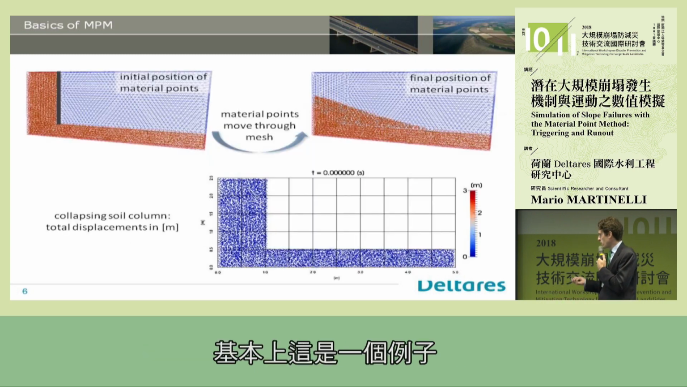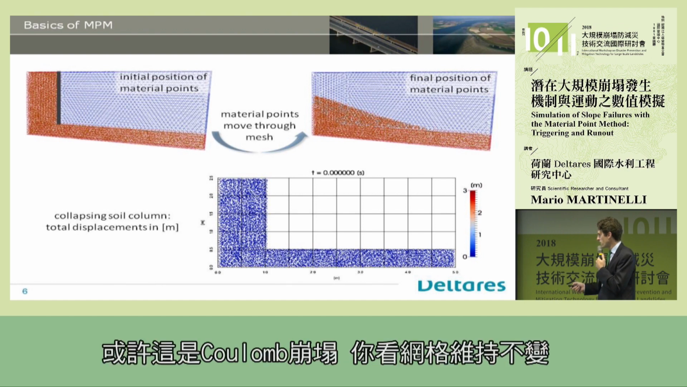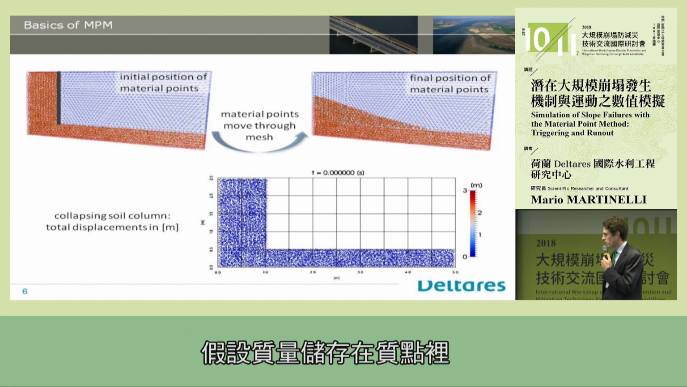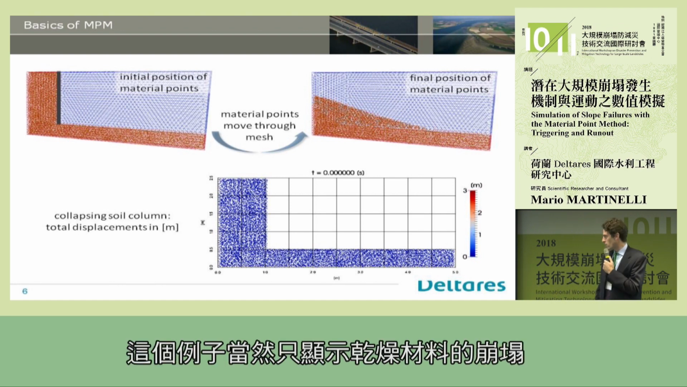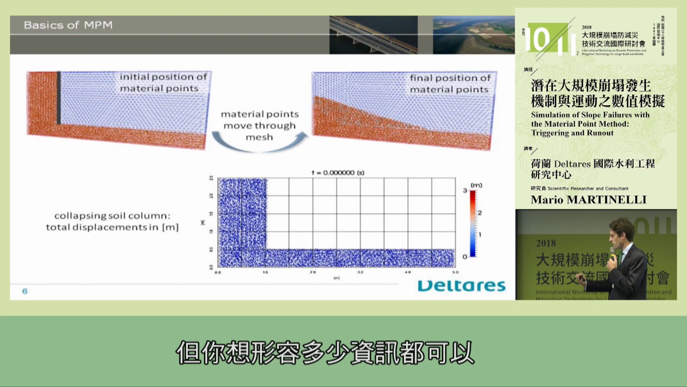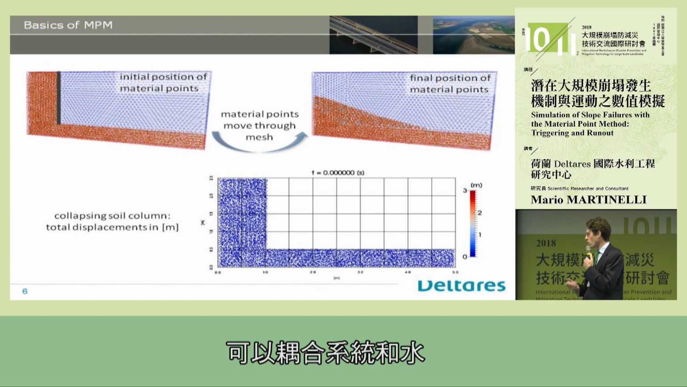And this is an example, a soil column collapse. You see the mesh remains the same. The mass of the particles is stored in material points, and the material points move and flow through the mesh. Of course, this example shows only a collapse of dry material, but you can describe as much information as you want. You can couple the system with water.